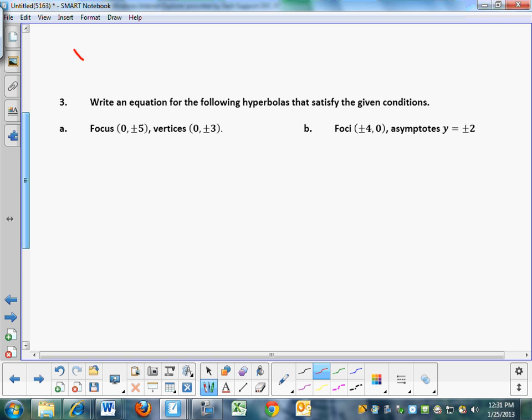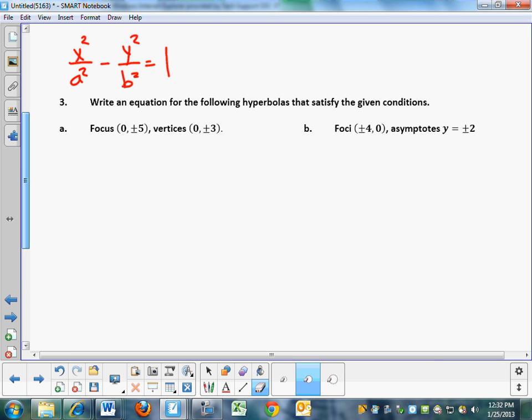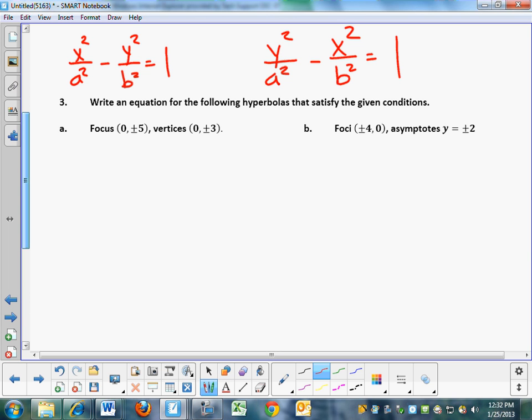Well, there's two types of equations. There's x squared over a squared minus y squared over b squared is equal to 1. And then there's y squared over a squared minus x squared over b squared is equal to 1. What's the difference between those two? If the x is negative, then it's a vertical. If the y is negative, then it's horizontal. So that's what we have to really kind of think about.